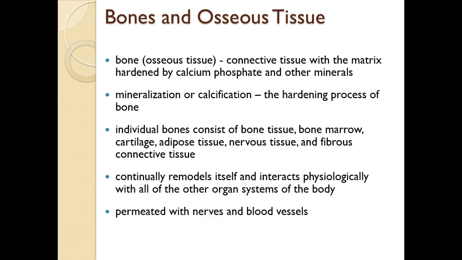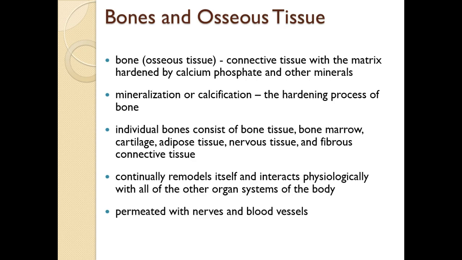Individual bones consist of bone tissue, also bone marrow, which we'll talk about a little bit later, cartilage, fat tissue, adipose tissue, nervous tissue, and fibrous connective tissue. So all of those make up individual bones, as we'll see in a second. Another key point is that our bones continually remodel throughout life, and are permeated with nerves and blood vessels.